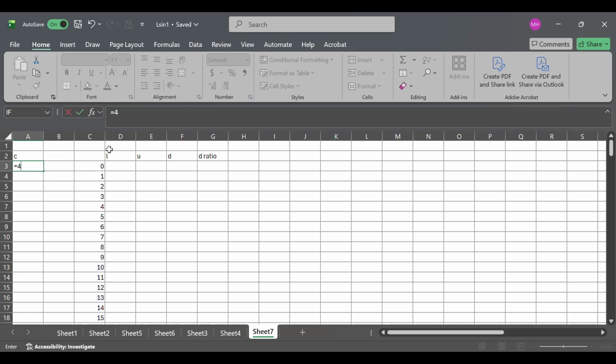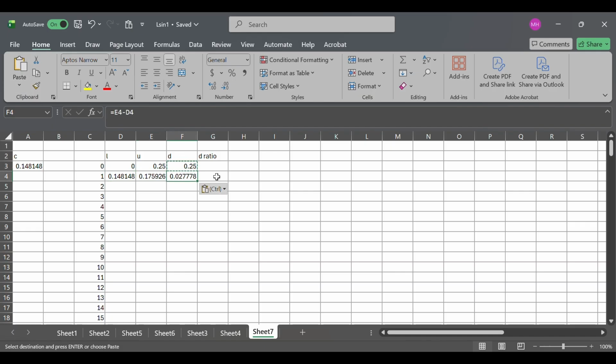C is 4/27. L0 is 0. U0 is 1/4. And then the difference is 1/4. And then for the next, we'll use the recursion relationship, the constant plus 1/9 of the previous value, to calculate the new bounds. So notice the new bounds are much tighter.